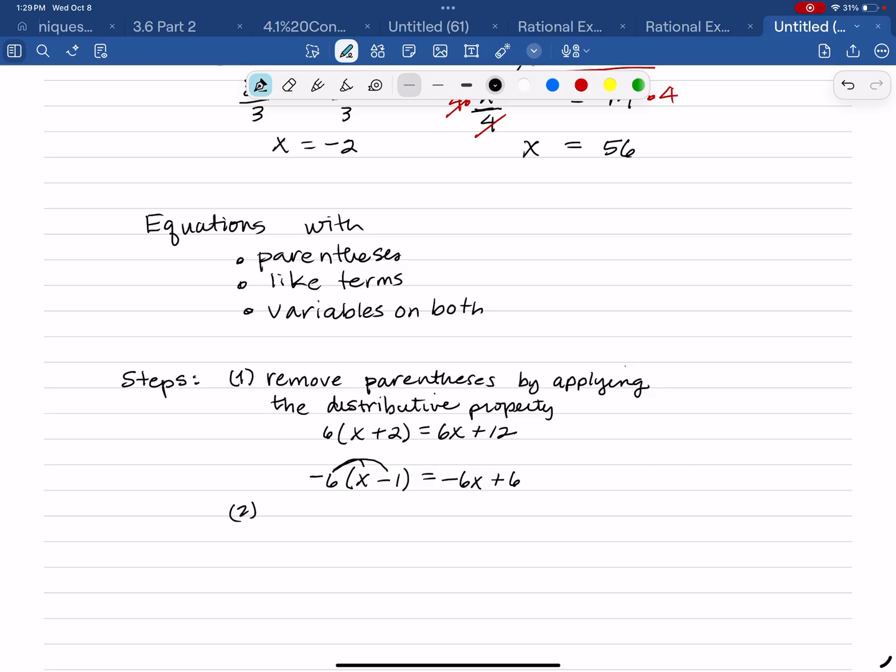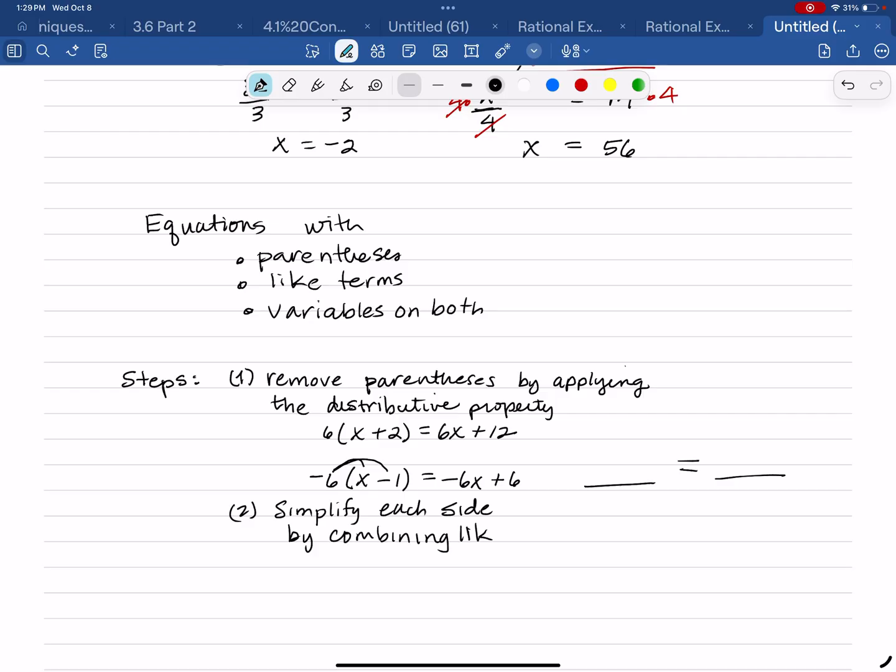The second thing we do is simplify each side. Remember, your equations have two sides. You got something on the left, an equal sign, and something on the right. So you're going to simplify each side by combining like terms.